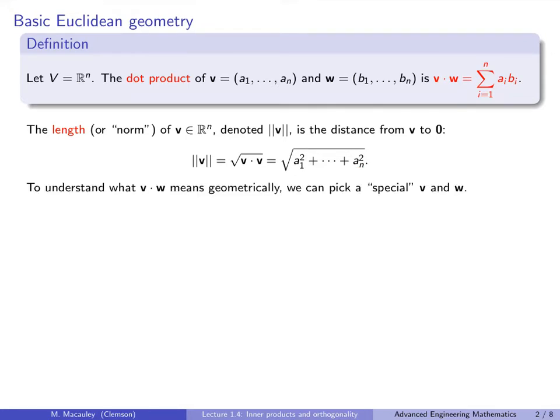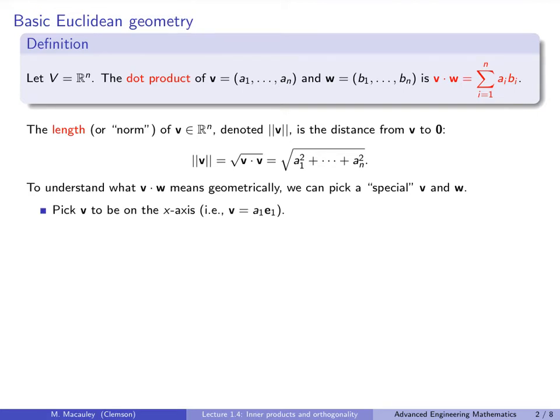This helps us connect the notion of a dot product with the notion of norm, but it doesn't really help us understand what v dot w means geometrically. So to do that, we'll pick a special v and w, and then we'll argue why there's nothing so special about this choice after all.